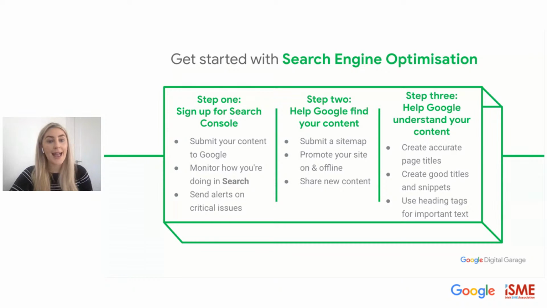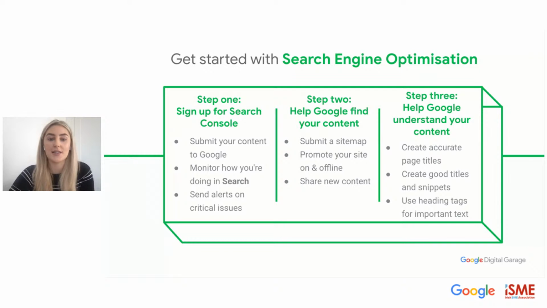Next, it's important to help Google find your content. So you should really consider submitting a sitemap. This will help the Google bots understand the structure of your site. So when it comes to being indexed, Google better understands how your site links together. So you can submit a sitemap, you can promote your site on and offline, and you can share new content. And then lastly, it's important to optimize your content.